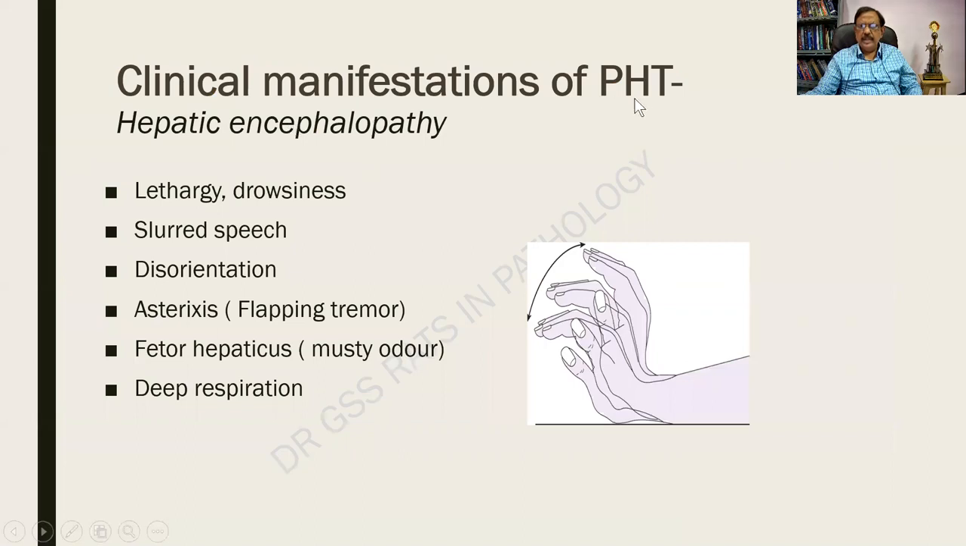What are the classical signs of portal hypertension? There is something called hepatic encephalopathy, which might result in lethargy and drowsiness, slurred speech, disorientation, asterixis, or a flapping tremor as is diagrammatically shown. Fetor hepaticus with a musty odor and deep respiration. These are some of the causes. There are many more in medicine, but then this is the clinical manifestation of portal hypertension.